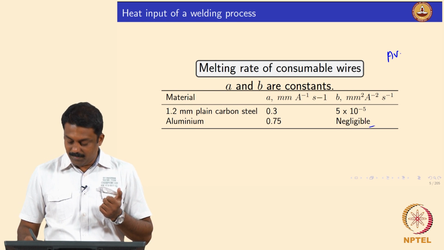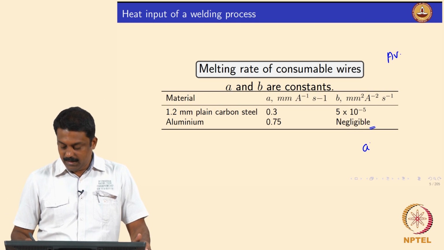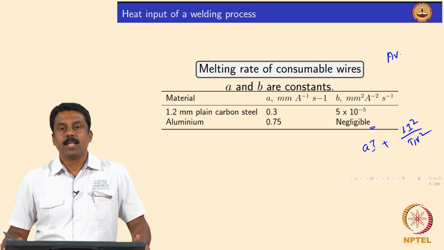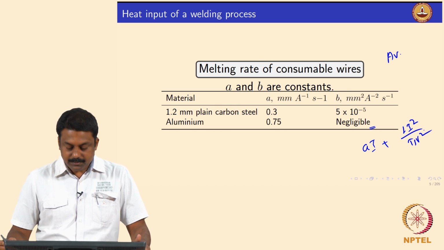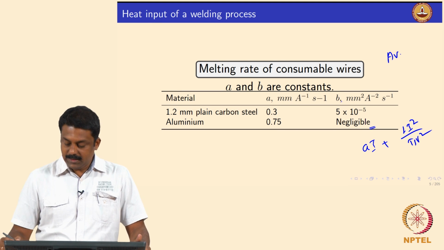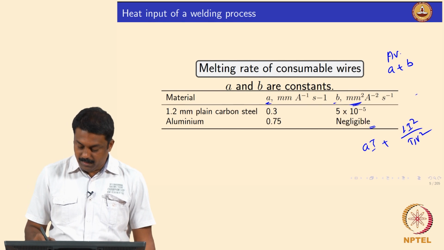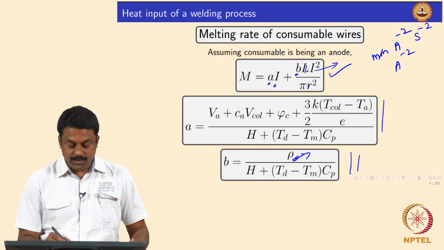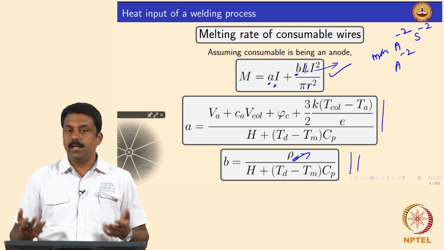Similarly for aluminum, this term is really negligible, so it goes away, so B goes away. You can simply assume AI plus L I square by pi r square. This is again for 1.2 mm. In this case B is negligible. Once you know A and B for a given stick out length and current, you can calculate the melting rate, which is alpha I plus beta L I square by pi r square. So, A and B are material and composition specific.